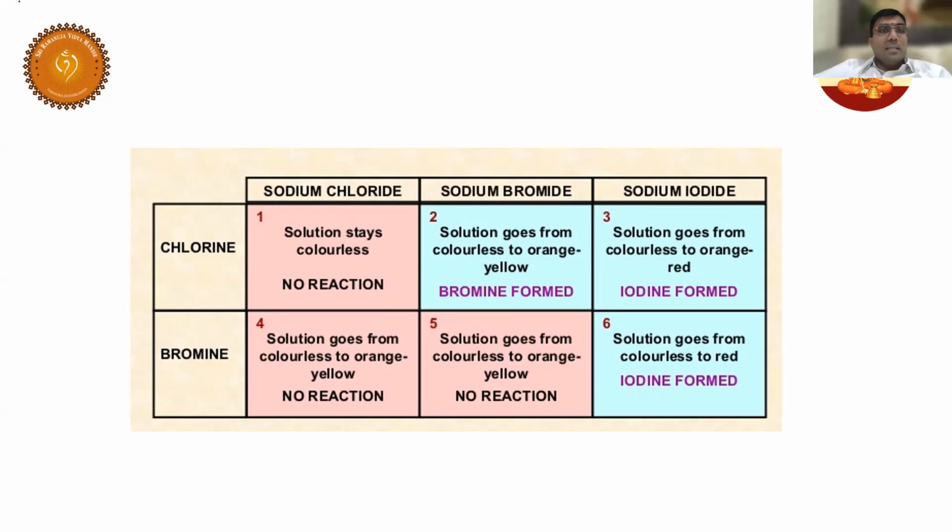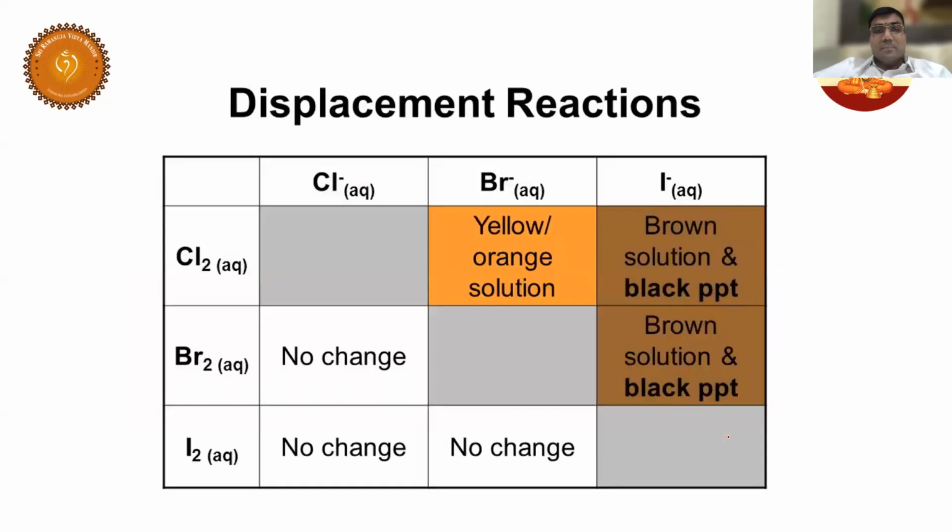See, in the earlier case, I had taken KBr solution. Now I have taken NaCl and NaBr. When I take NaBr, bromine will be formed. When I take NaI, I'm going to get iodine, reddish violet, right? Similarly, bromine can displace only iodine. So I hope you're all clear about this very important concept of displacement reactions, right?